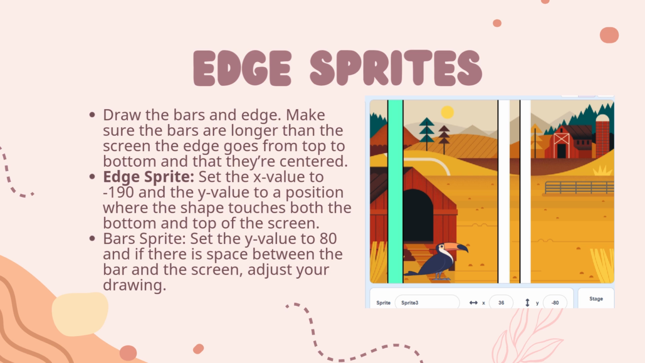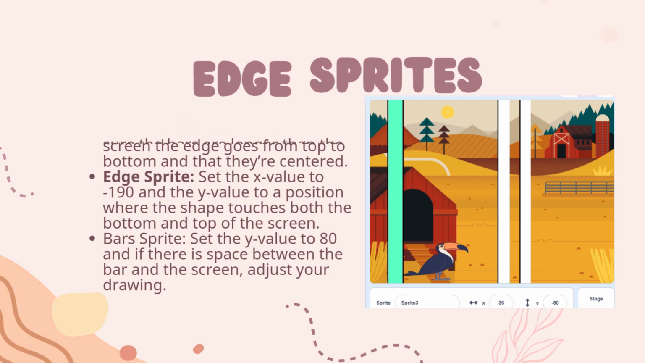Similarly, to set up the bars sprite, set the Y value to 80. Adjust your drawing so that there's no space between the bar and the bottom of the screen. You can repeat it for the Y value of -80.